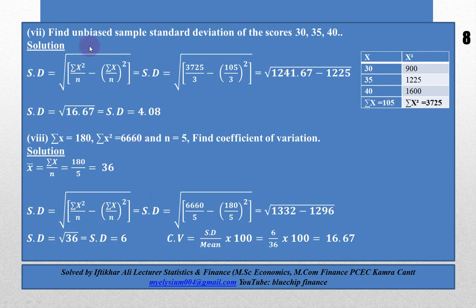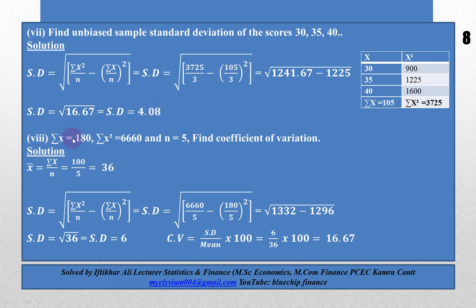Question number 7, find the unbiased sample standard deviation of the scores 30, 35 and 40. The formula for standard deviation is the square root of sum of x square over n minus mean square, and here sum of x is 105 and sum of x square is 3725. So just put these values into this formula and take the answer, that is 4.08.